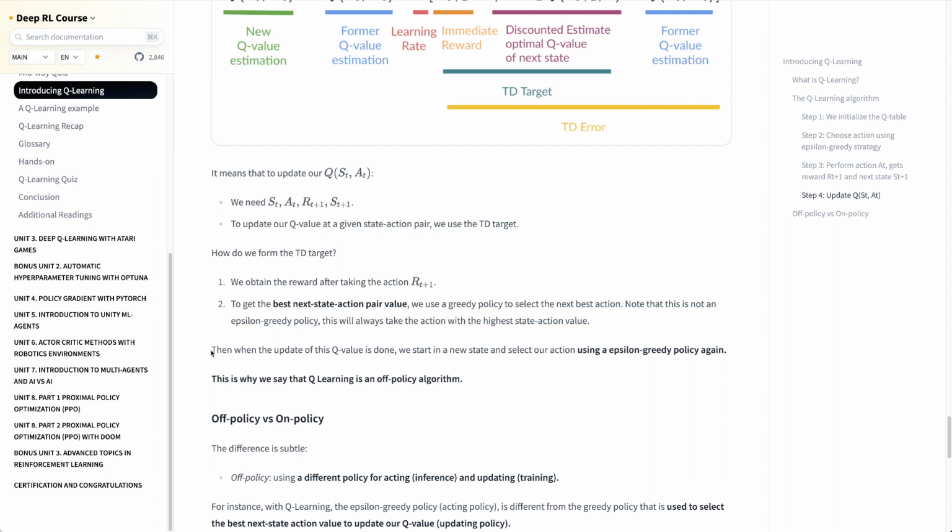So then, when the update of the Q value is done, we start in a new state and select our action using the epsilon greedy policy again. This is why we say that Q learning is an off-policy algorithm.